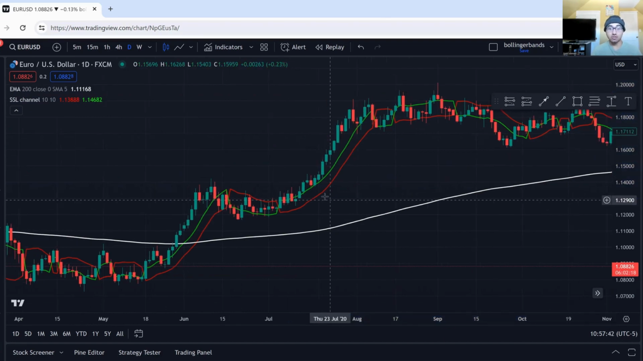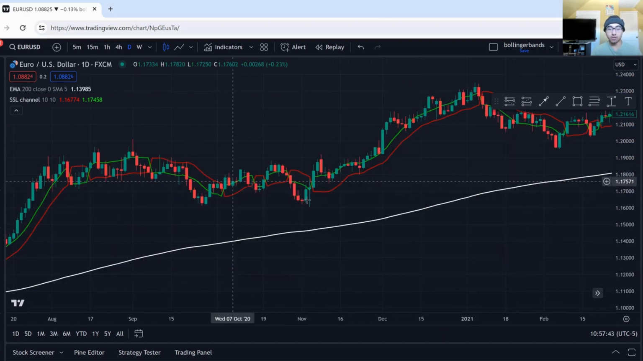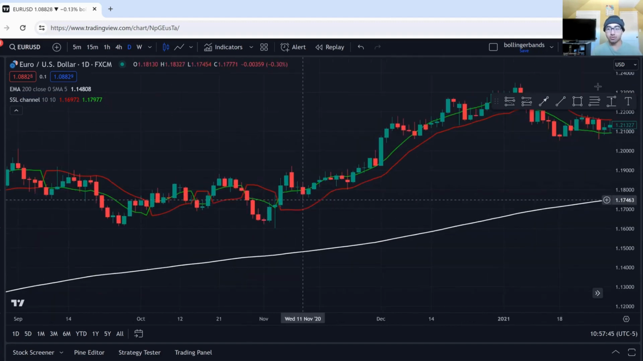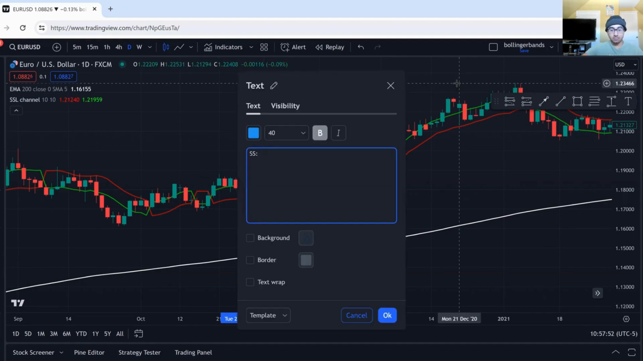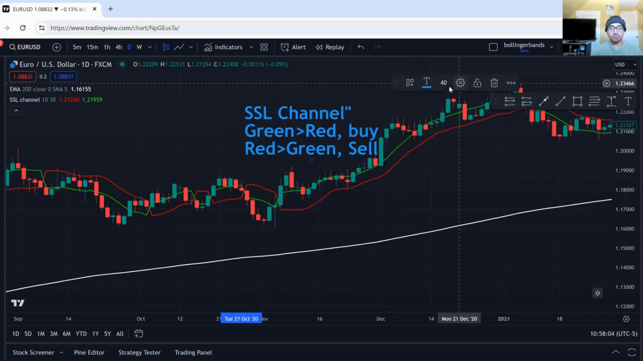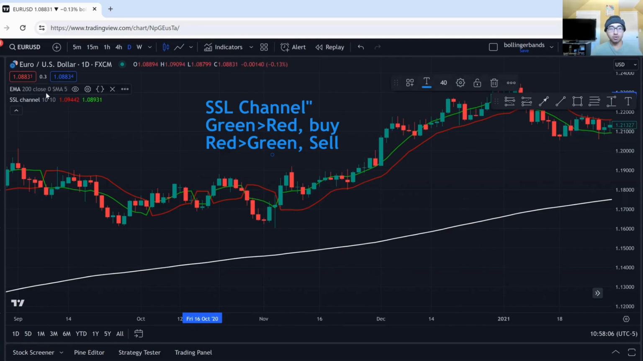Pretty good indicator, right? This is your entry indicator, guys. I don't think I have to say much more than this. Then when the green crosses over the red, this is the SSL channel, by the way. SSL channel, green greater than red, buy. Red greater than green, sell. Pretty simple. There's two different ways, guys.